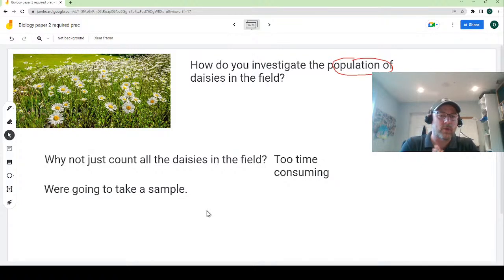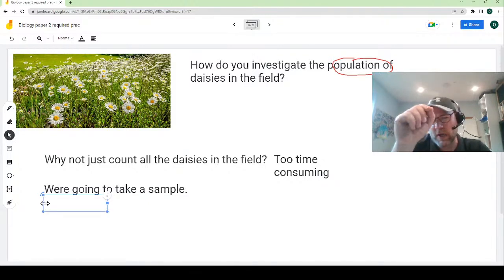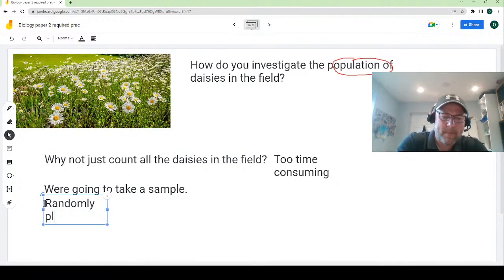How are we going to take our sample? How are we going to make it representative of the field? What are we going to use? Anyone got an idea? I want to sample an area of the field. How should I choose what area? Should I go to the nice sunny dry spot? Okay, a transect we're not going to use here when we're investigating population. It's a good keyword. We're going to use, yeah, we want random. That's a really good word. So we're going to say randomly place.